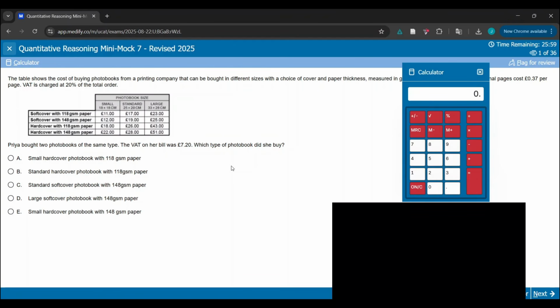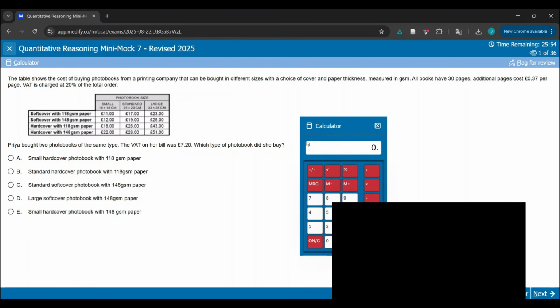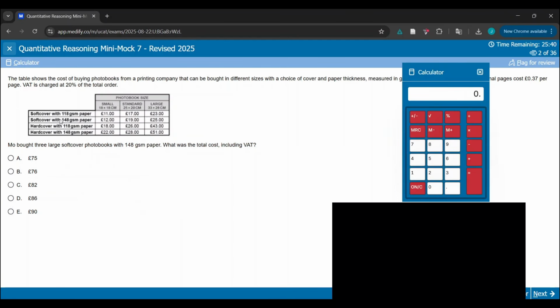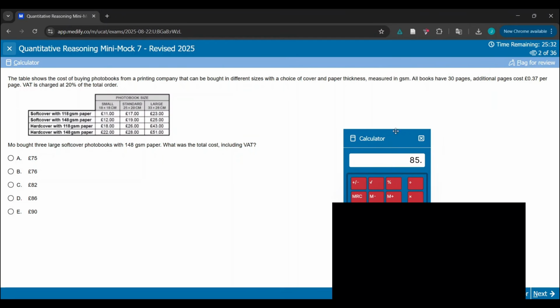Okay, great. The VAT on the bill was £7.20. VAT is 20% of the order, so 7.2 divided by 0.2 is 36. So she bought the small hardcover with 118, 3 large soft cover with 148. 3 large, okay, 25, so 75. 75 times 1.2 is 90. Probably could have done that in my head, to be fair.